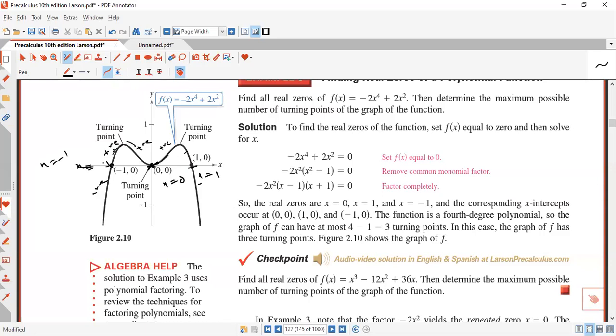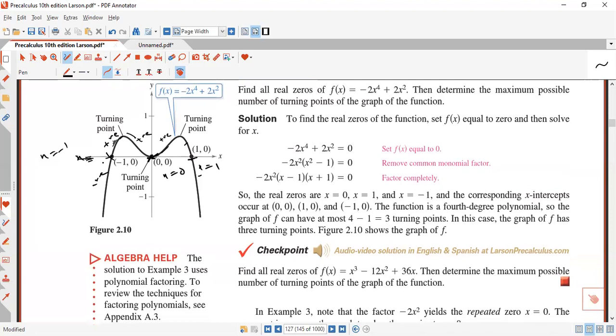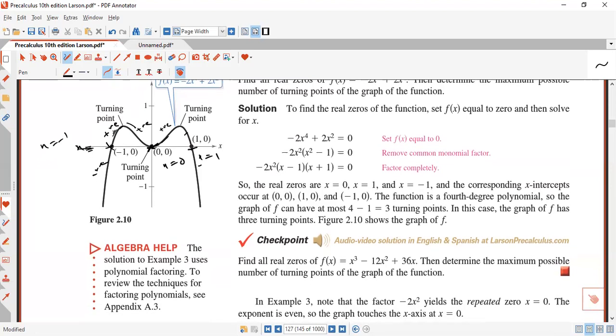Okay. So now this is a particular example, but we are now generalizing this thing. Take the example of this function. In order to find the zeros, we have to solve this kind of equation, f of x equal to 0. So f of x is negative 2x to the power 4 plus 2x square equal to 0. Clear? And if we take negative 2x square common, we have in fact 4 real zeros, meaning 2 are repeating, 0, 0, negative 1 and 1.